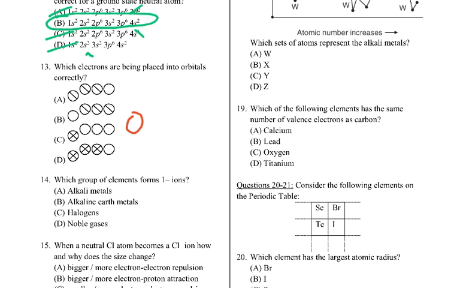Electrons are placed in the orbitals correctly. Well, here's our orbital. We have an s orbital, we've got p orbitals. What are we going to do? Put the first one here. Here's here. That looks like answer C. After that, we would put 1 in each one, and then we would double them up.